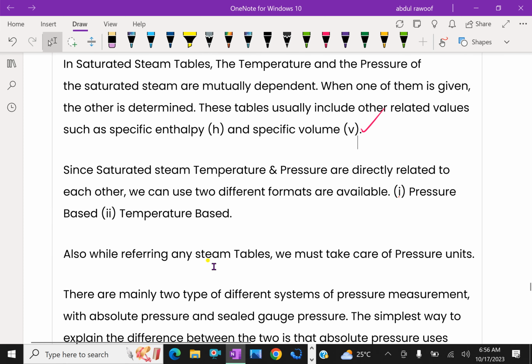Since saturated steam temperature and pressure are directly related to each other, two different formats are available, that is pressure based and temperature based steam tables. In book form, some pages are pressure based and some are temperature based. If pressure is given, we can find the other items, and temperature based means if temperature is given, other items can be found, like pressure and enthalpy.